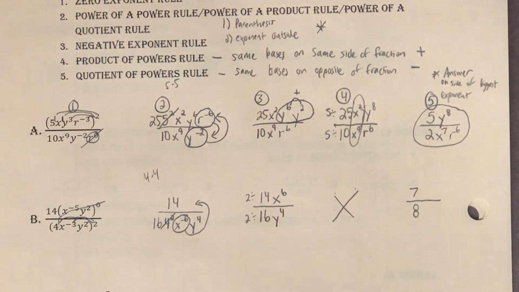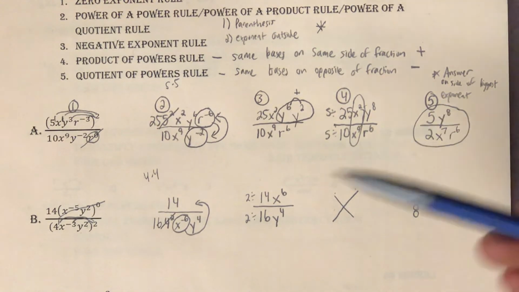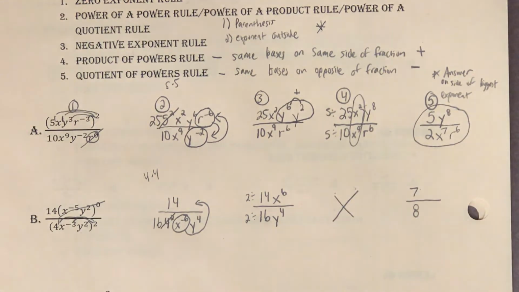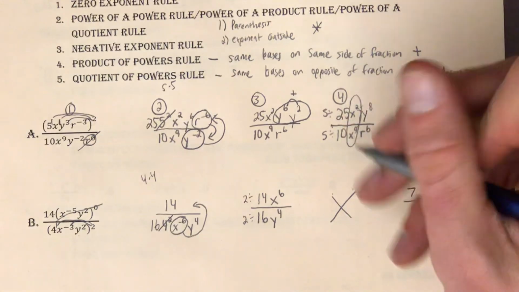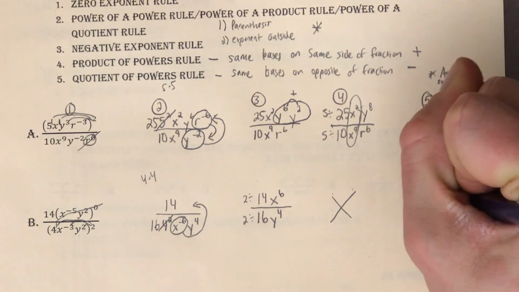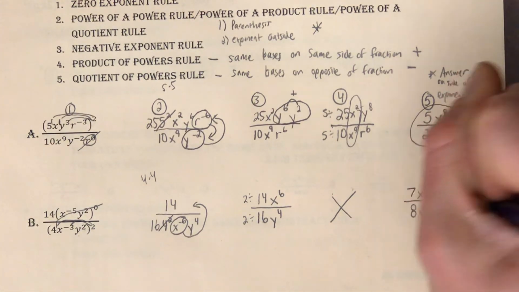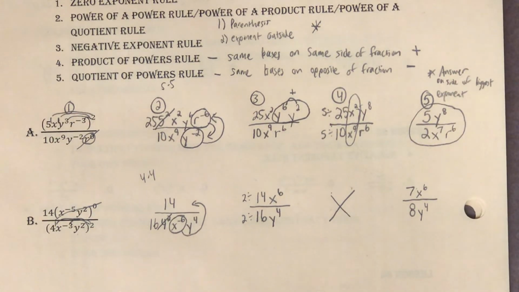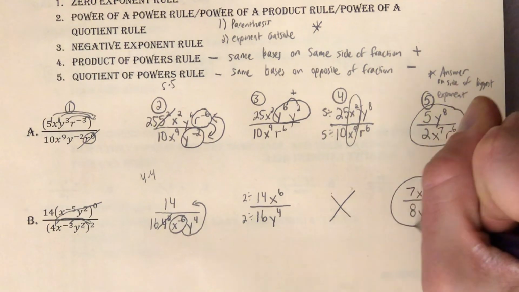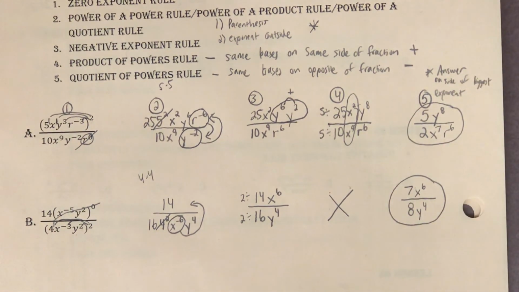So I've got a 7 on the top and an 8 on the bottom. Now I'm going to look at the variables and see, do I have the same variable on both the top and the bottom? Well, no, I don't. So I don't have any like bases on the top and bottom, so those things are going to stay exactly as they are. So the x to the 6th is going to stay on the top, and the y to the 4th is going to stay on the bottom. So my final answer here is 7x to the 6th over 8y to the 4th.